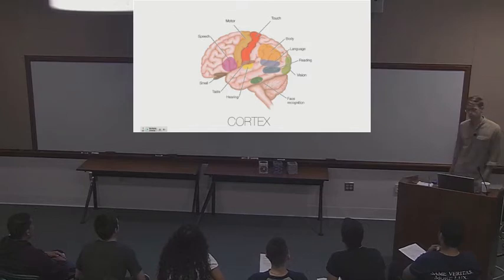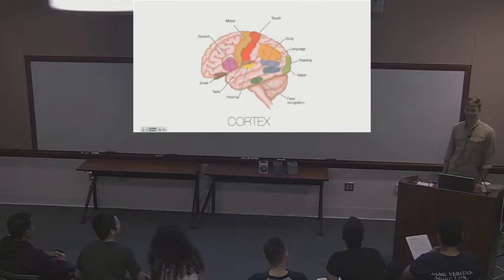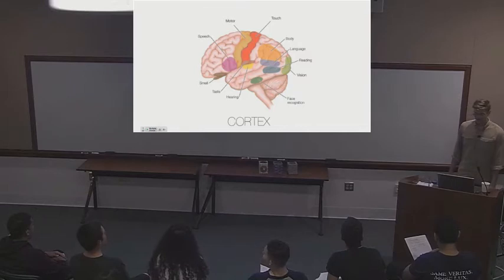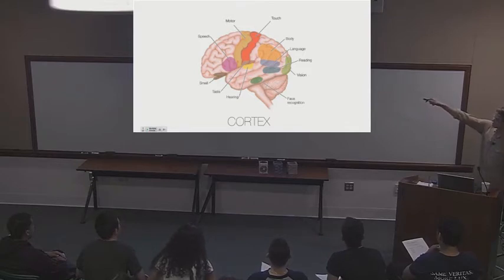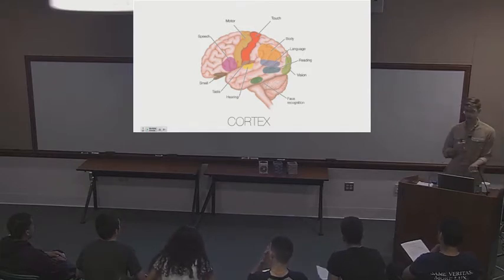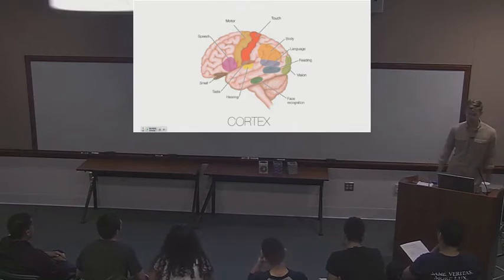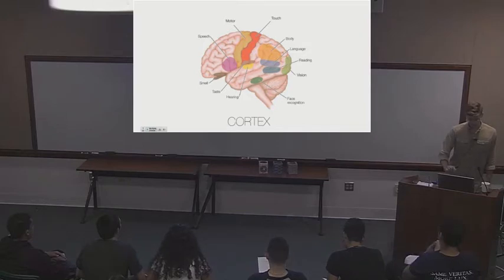Does anyone remember what somato means in Greek? What? Yes, exactly. Well, I'm glad you're really good. So I had to Google it actually before this lecture. So next to touch, there's a motor cortex. So they are connected. The motor cortex is responsible for movements of our body parts, and they are closely related.